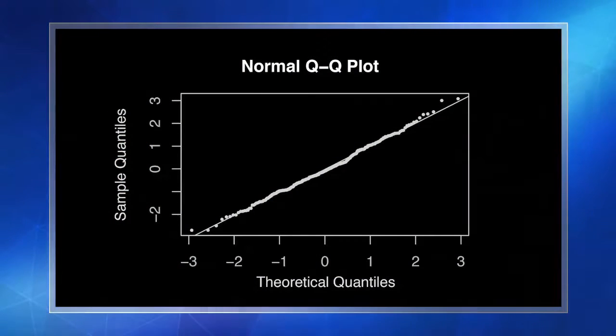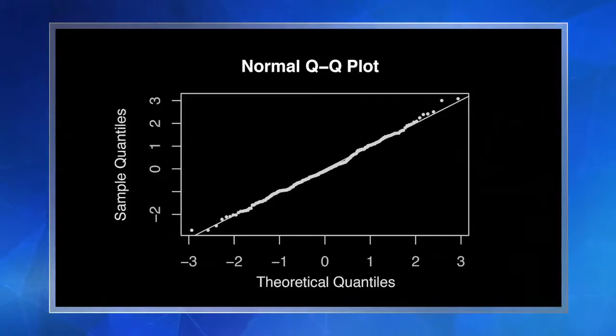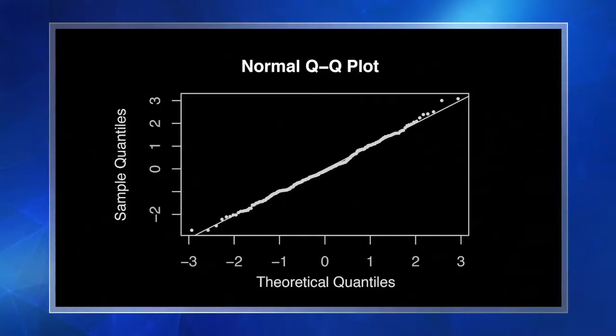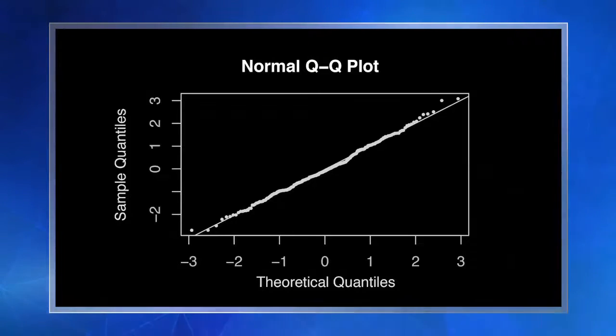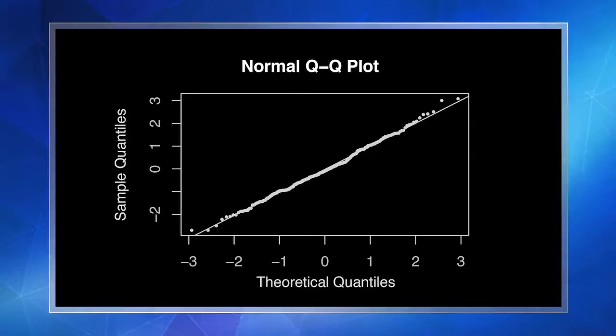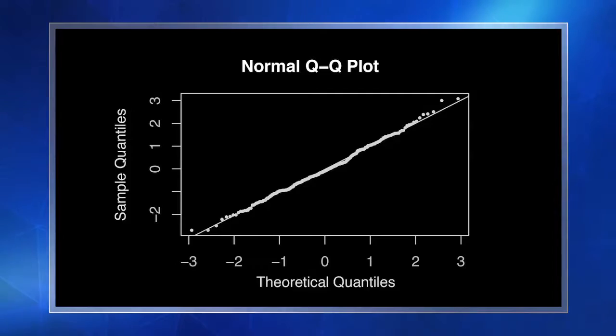Notice our simulated data, which are the points, and the line is exactly where a normally distributed data set would fall. Our data set is pretty close, which makes sense because we simulated it from a normal distribution, so it should be pretty accurate, plus or minus a little bit of error.